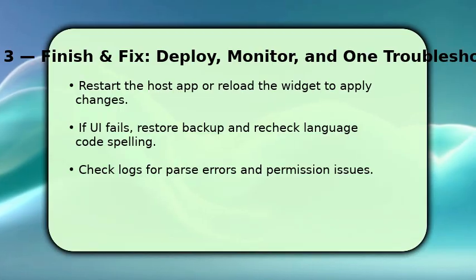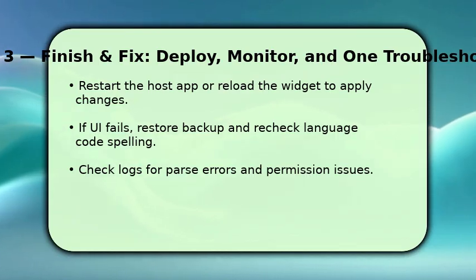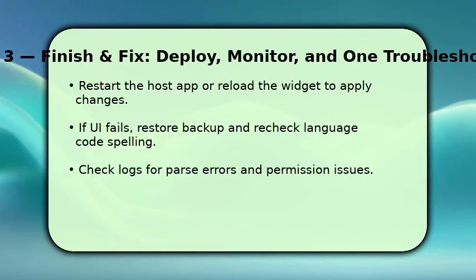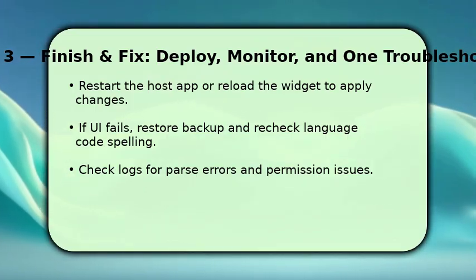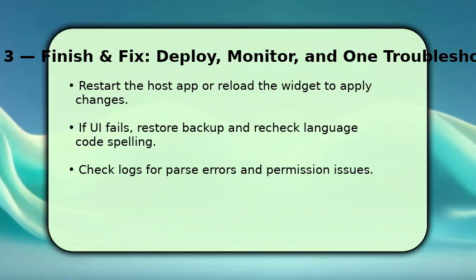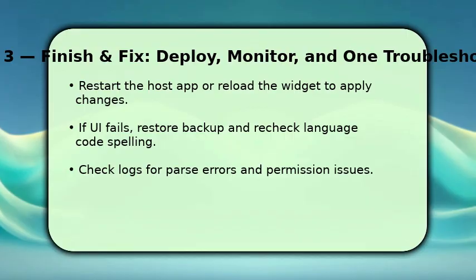If the widget fails to display correctly, restore the backup copy, then reopen the config and confirm the language code's spelling and JSON validity. This is the key troubleshooting step. Also check application logs for parse errors or permission failures. If permissions block the save, adjust file ownership and try again, then reload once more.